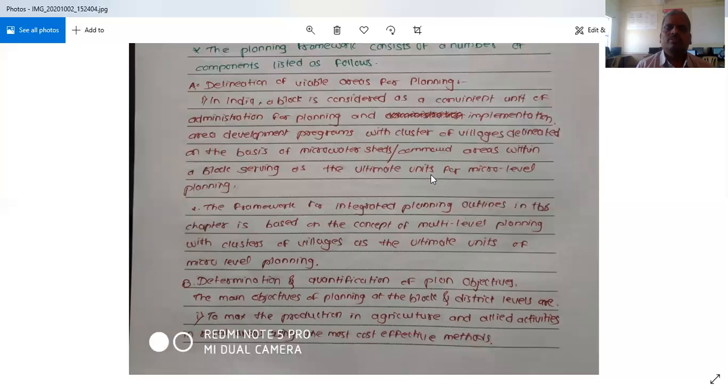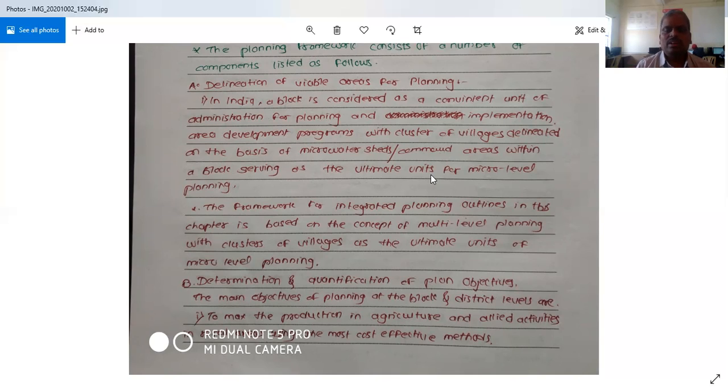The framework for integrated planning outlined in this chapter is based on the construction of multi-level planning with clusters of villages as the ultimate units of micro-level planning. Sometimes while planning, some clusters are made in such a way that it will be helpful for the rural development of that area. In such a way, at micro level planning, with the help of the clusters, we can very easily make the outlines of the project.